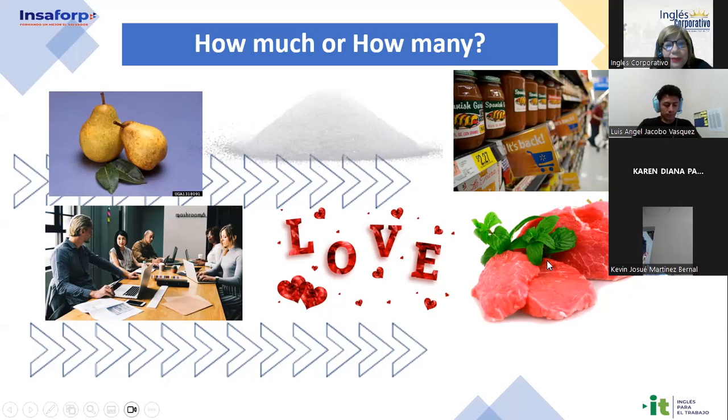And the picture number six, what is it? Meat. It's meat. Okay, countable or uncountable? Meat is countable or uncountable? Countable. It's countable.